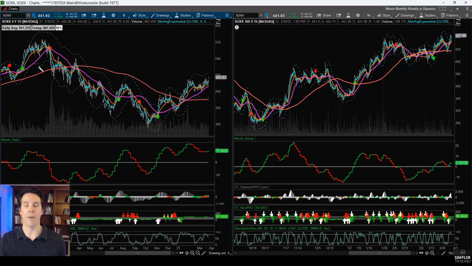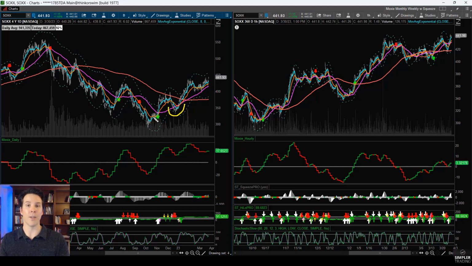And then another setup we have is what's called a trampoline move and an inverse trampoline move. So an inverse trampoline move is when price is over the 50 SMA, but the Moxie indicator is below zero. Price should not be over the 50 if the Moxie indicator is below zero. And you can see right here that perfectly called it, and you can see another one perfectly called that one too.